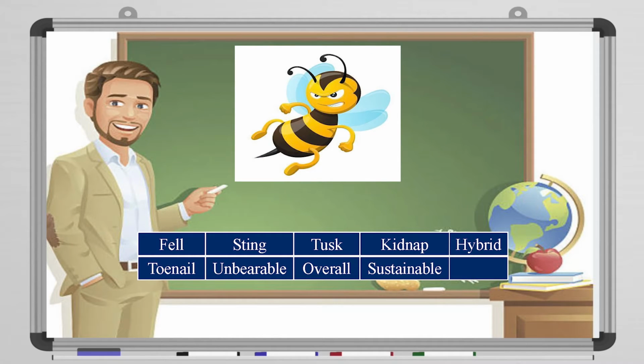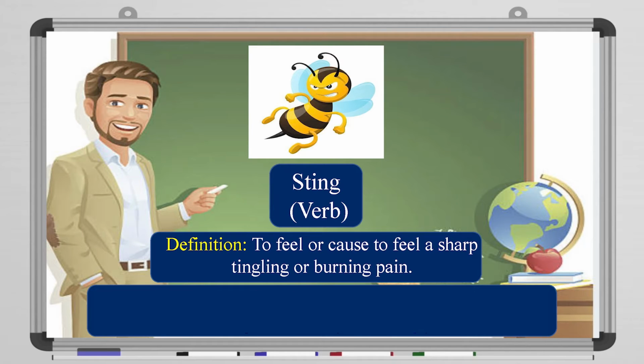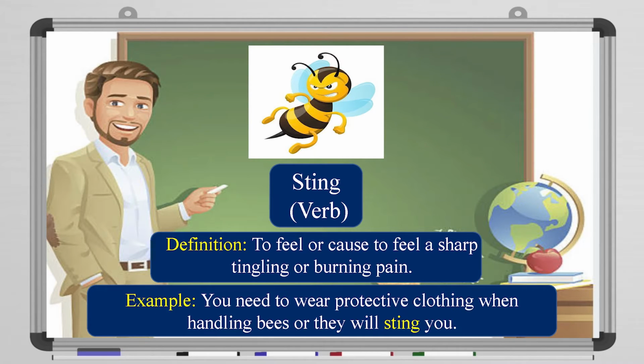So we have a bee. He's very angry. So when bees are angry, what do they do? They sting. Very good. So the word sting is a verb, and it means to feel or cause a sharp tingling or burning pain. So for example, you need to wear protective clothing when handling bees or they will sting you. I'm sure you got that one. That's pretty easy. Let's look at the next one.